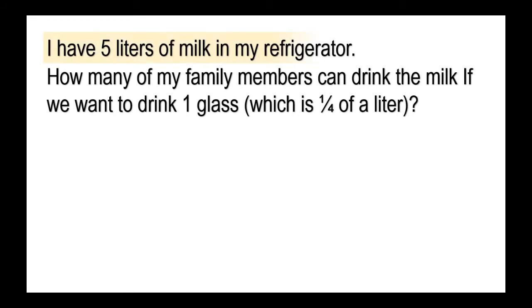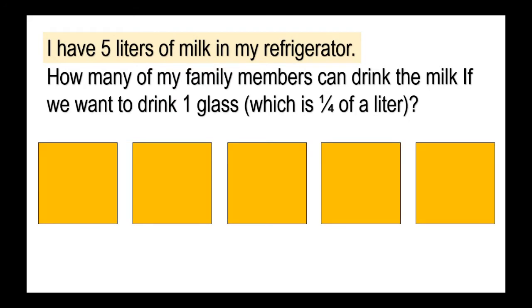Okay, I have 5 liters of milk. Just to represent this visually, I am using 5 equal pieces of paper. Now I know that in one glass I have 1/4 of a liter, which means this. I have divided this whole piece into quarters and am representing this as a glass of milk. Now I need to know how many glasses of milk I have in all of these 5 pieces.